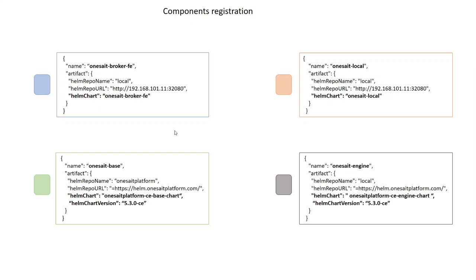The next step is to incorporate the components that are part of the solution into the orchestrator data model. To do this, we will define the corresponding Helm repositories and the Helm charts to be used from each repository. In our case, we will use the standard public repository for the Minsait Base and the Minsait Engine components, while for the Minsait Broker FE and Minsait Local components, we will use a local repository where we have uploaded 2 Helm charts. Those Helm charts have been implemented for this demonstration. Now we proceed to incorporate the components.